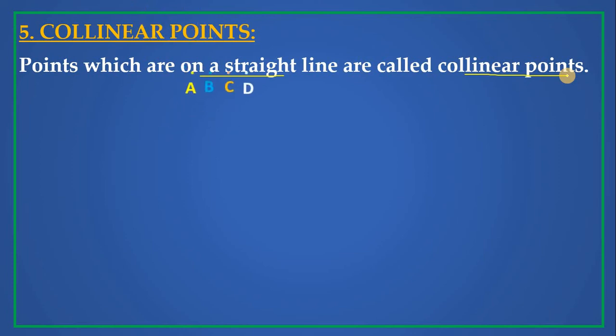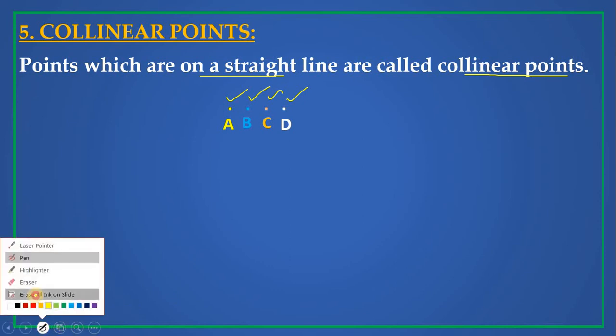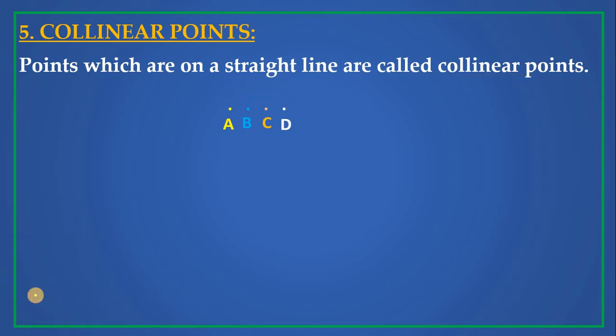Let me take a suitable figure here, children. Can you name how many points I have taken here? There are 4 points, namely A, B, C and D. Just observe properly how all these points are lying. All the points are lying on a straight line. Hence, these kinds of points we call collinear points.